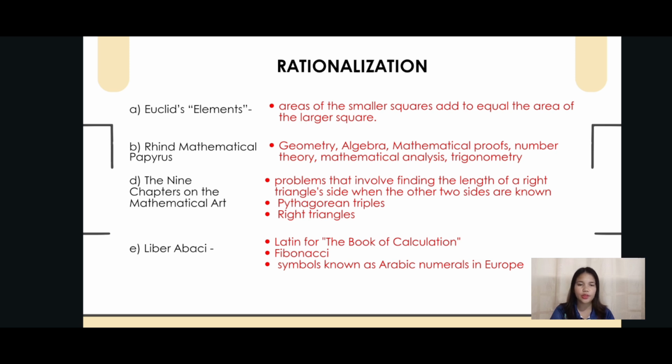On the other hand, the Nine Chapters on the Mathematical Art was compiled in China in the 1st century CE. This treatise includes problems involving finding the length of a right triangle side when the other two sides are known. It also includes Pythagorean triples and mentions right triangles. The Liber Abaci, or the Book of Calculation, was a 1202 Latin work on arithmetic by Leonardo of Pisa, known as Fibonacci. It is primarily famous for introducing base 10 positional notation and the symbols known as Arabic numerals in Europe. So basically, Sulba Sutras is the one that contains the earliest known statement of the Pythagorean theorem.